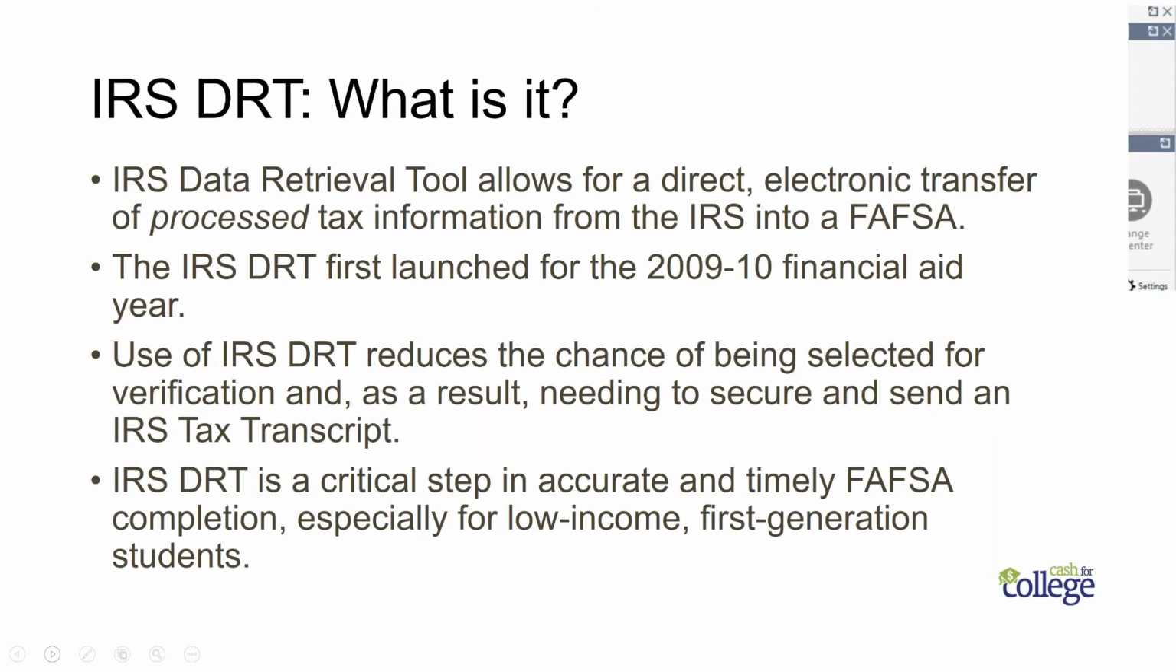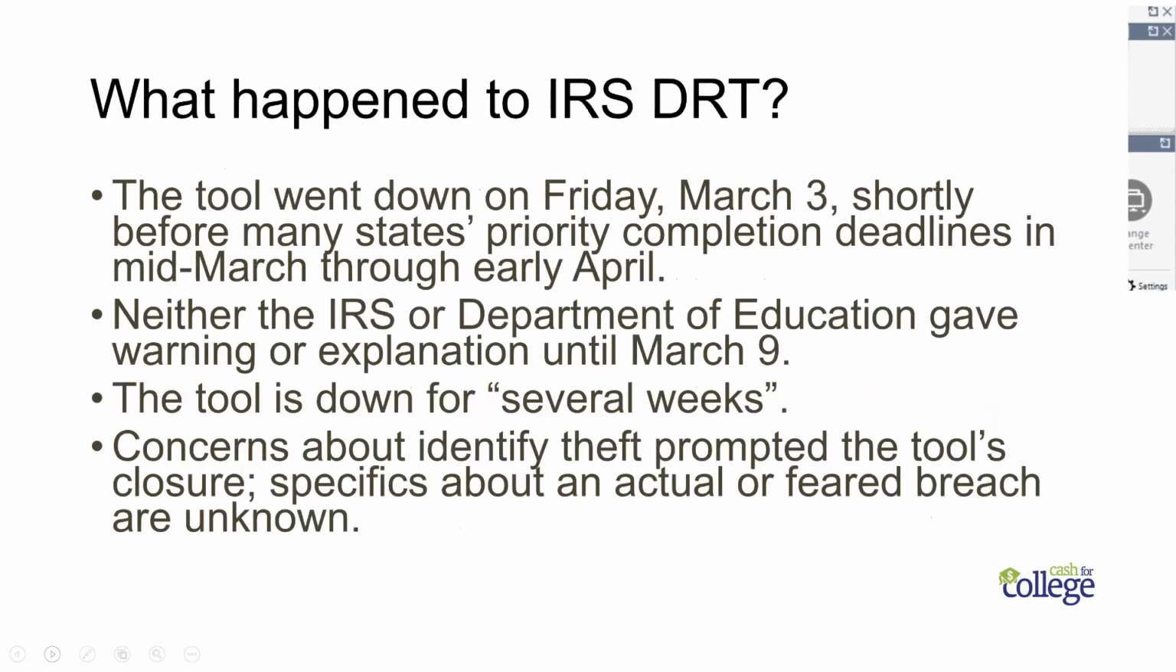Also, the IRS data retrieval tool just helps speed things up, so students don't have to spend the time digging through their tax returns, or with their parents going through tax returns, to figure out what info to put in on the FAFSA. It just speeds things up a lot, and this can really be an important thing, especially for low-income first-generation students. So what happened to the IRS data retrieval tool?